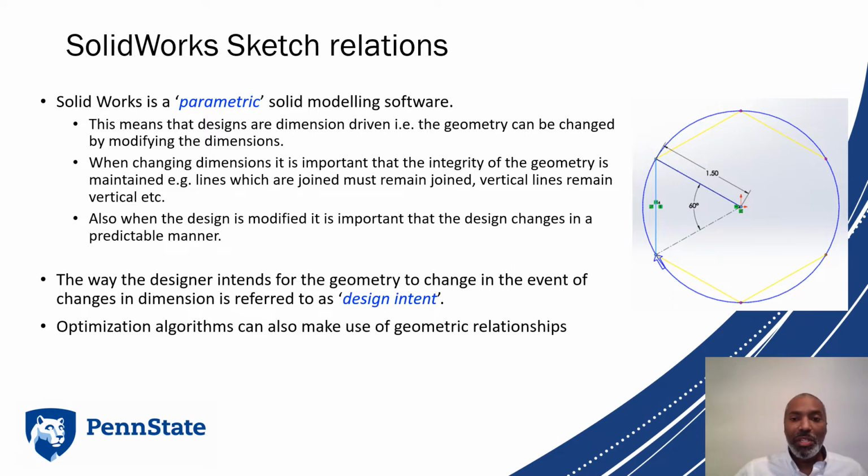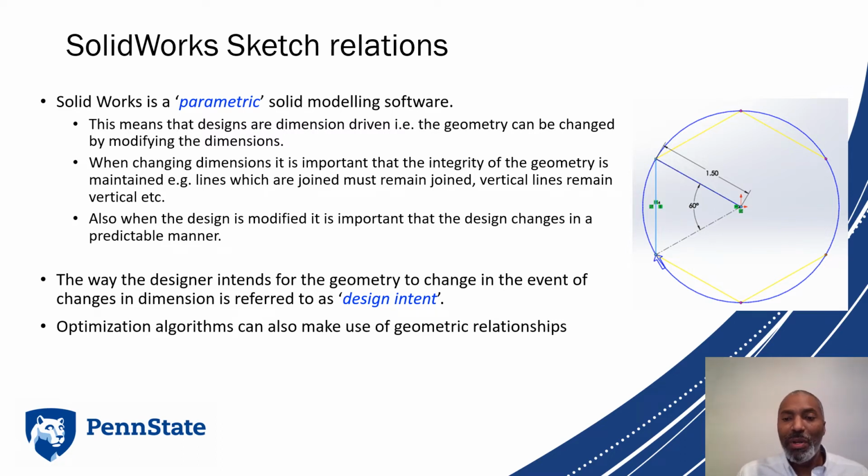So, the sketch relationships in SOLIDWORKS, you've probably seen this stuff before. On the right is a SOLIDWORKS design with a few sketch relationships shown in green. It's a circle with a given radius and then a line that has a specific relationship to a datum plane. What we mean when we say parametric is that the design dimensions are driving the geometry. The geometry can be changed simply by modifying the dimensions.